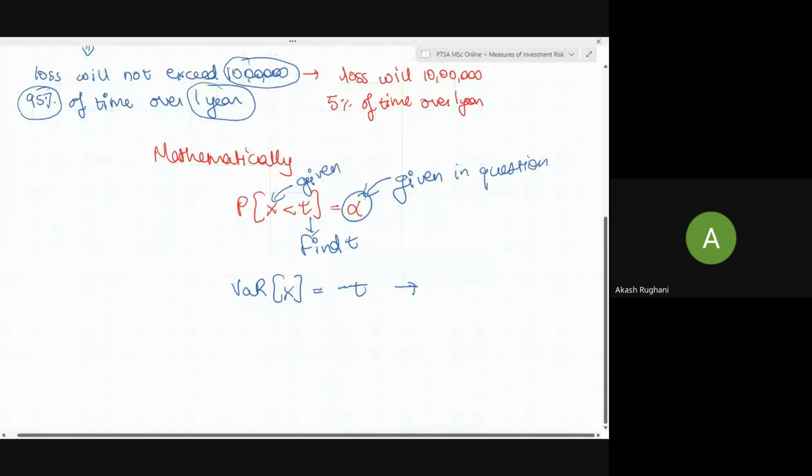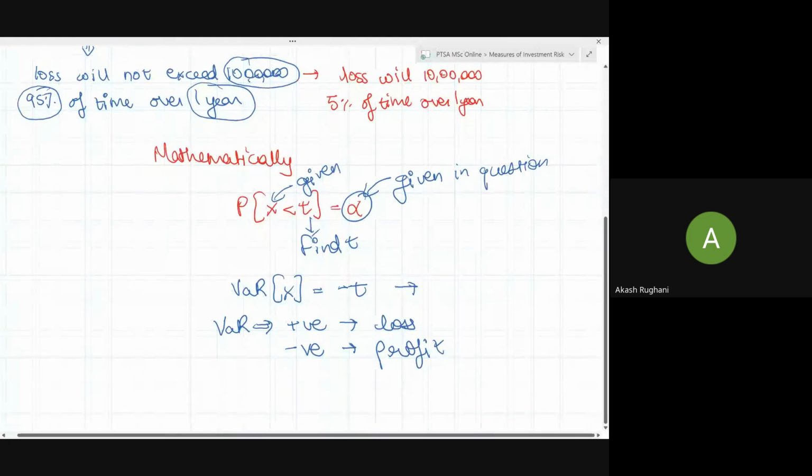Why do we do it like this? Because VAR is a loss level. So if t is negative, VAR will be positive. And if t is positive, VAR will be negative. If VAR is positive, it basically means a loss. If VAR is negative, it basically means a profit. The signs are different for VAR. Why? Because VAR is a loss level. Everyone clear, guys?